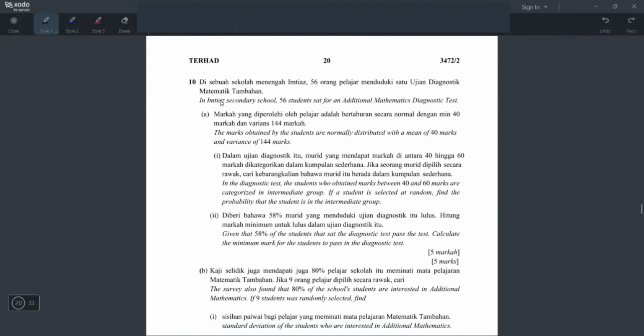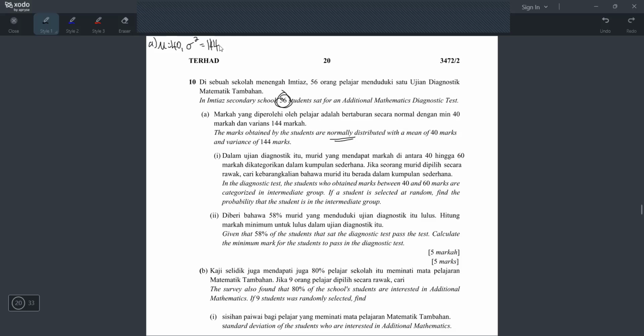Okay, in Imtiaz Secondary School, 56 students sat for the Addmaths diagnostic test. So this 56 could be the total, or it could also be just the number of MS students, so I don't want to assume first. Let's just read part A first. The marks obtained by students are normal. I think I know what this is: a normal distribution question, and I need the jadual. They give you mean 40, variance 144. So for part A, the mean is 40 and the variance is 144.